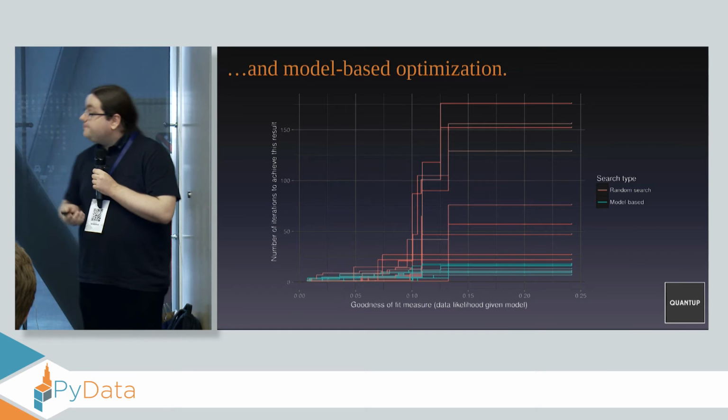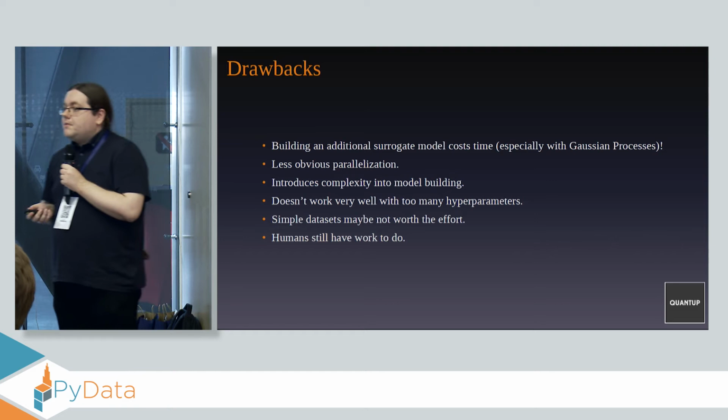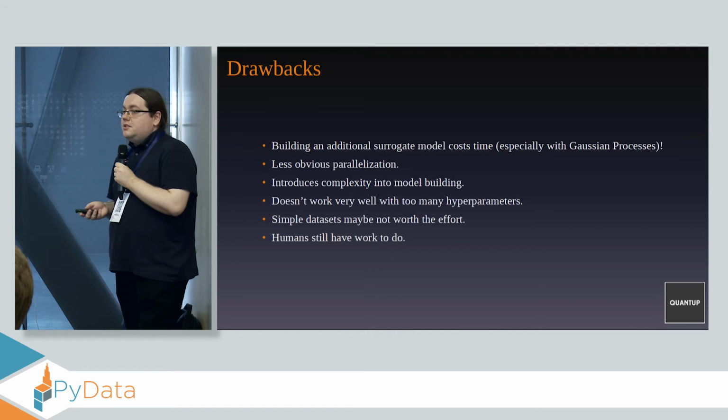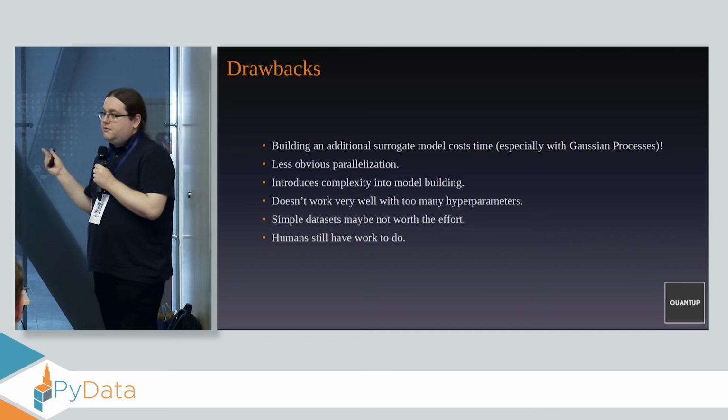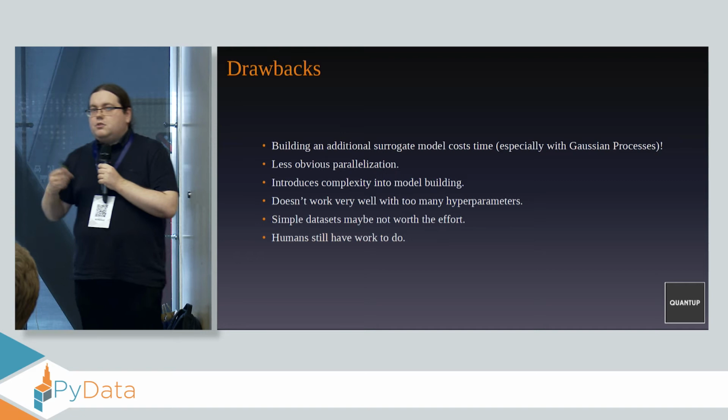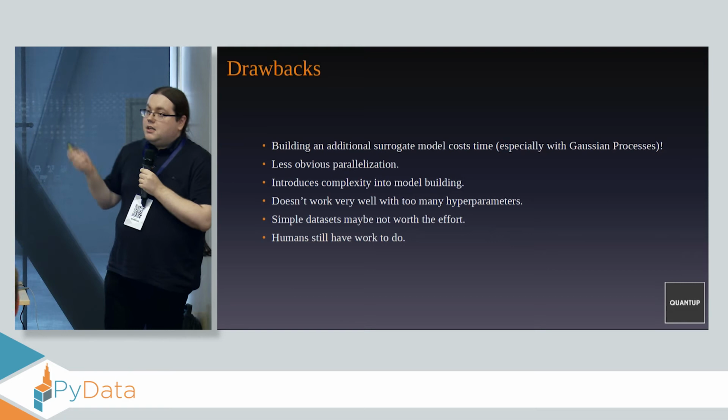This method has some drawbacks. Building that surrogate model of errors takes time. If it's tree of Parzen estimators, it's usually not much time. If it's Gaussian processes, well, if you think SVM is slow, Gaussian processes are even slower. Less obvious parallelization, which I talked about. It introduces additional complexity into model building. If you do just grid search, it's simple. If you do random search, it's simple to understand. This is less simple.